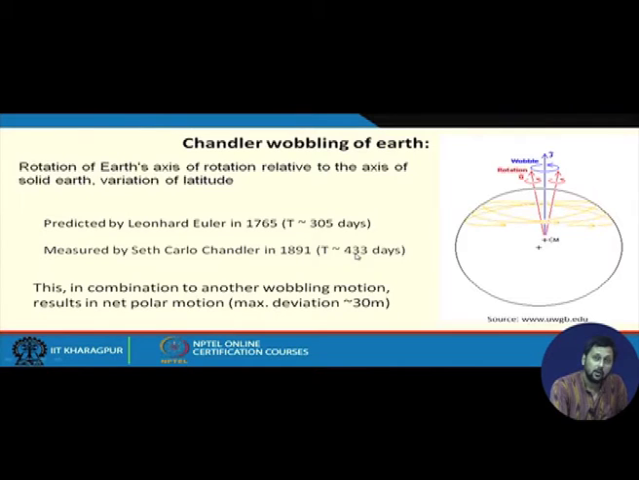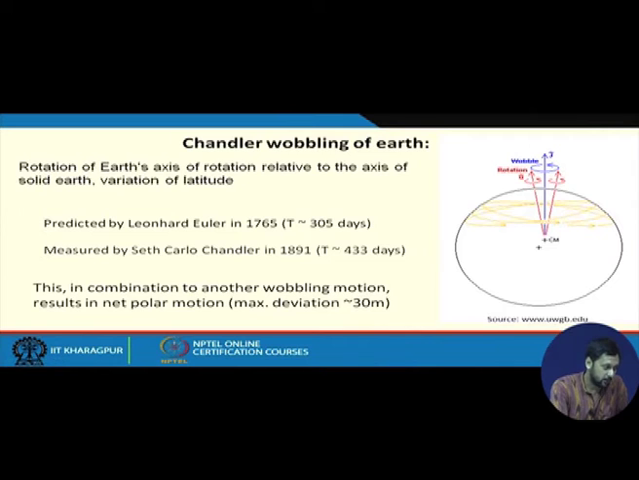Now, in modern day, this is the situation described. This red axis is the rotation axis, which is the true north pole, and the blue line is the geometrical north pole. So, if the true north pole rotates around the geometrical north pole, latitude will have the following change. You see this yellow line here? This is the change in latitude. Now, in modern day, using GPS techniques, this variation of the north pole can be measured in a more accurate manner.